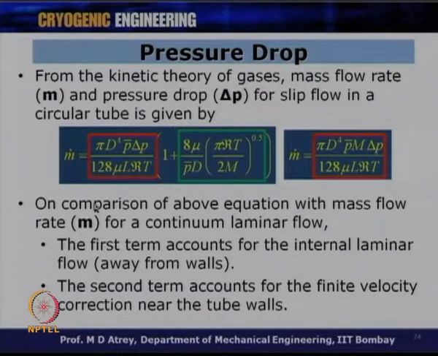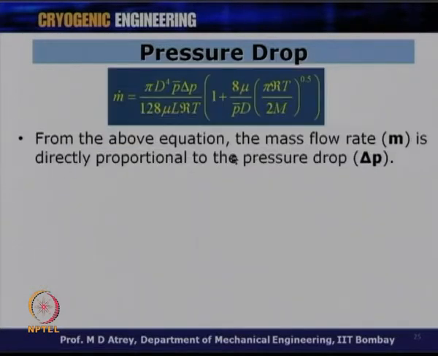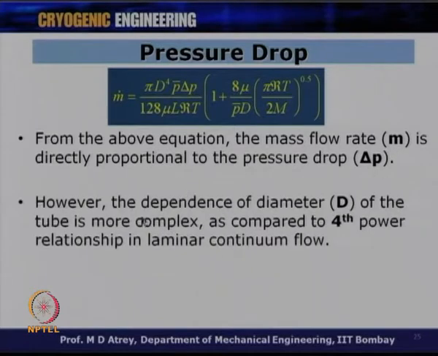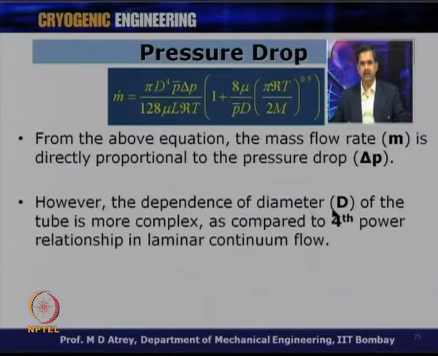This will make the matter a little complicated, because in the earlier case, mass flow rate was directly proportional to d to the power 4. In this case, however, we got a d to the power 4 here, and a d in the denominator over here, and therefore the relationship between the mass flow rate and the diameter is not so clear. All right. However, m dot is still directly proportional to delta P. So, from the above equation, the mass flow rate m dot is directly proportional to the pressure drop delta P. However, the dependence on the diameter d of the tube is more complex as compared to the fourth power relationship in laminar continuum flow.